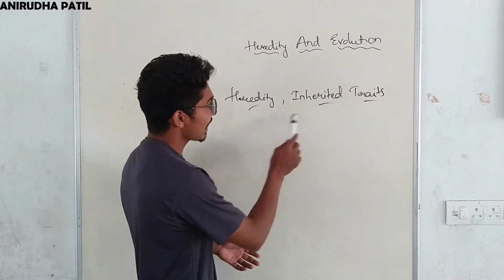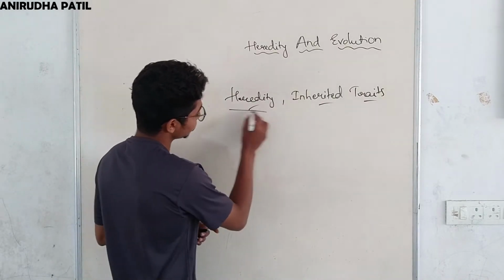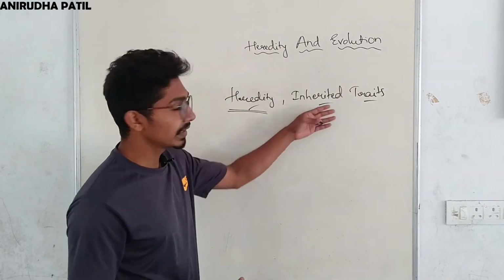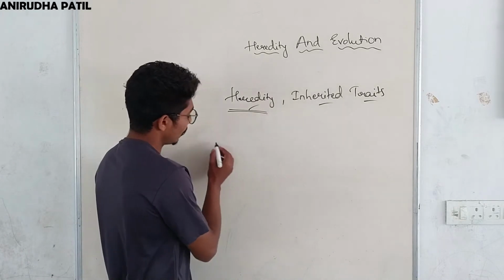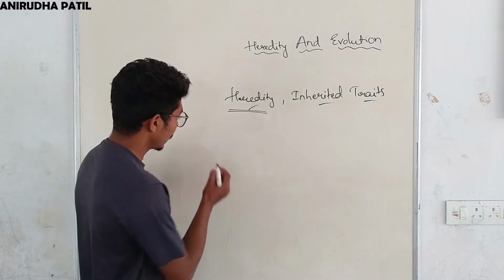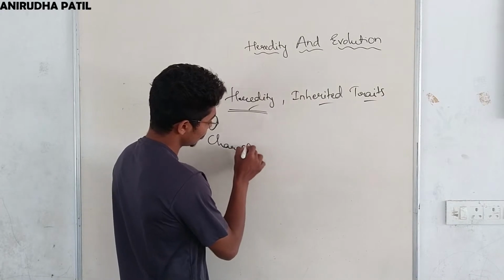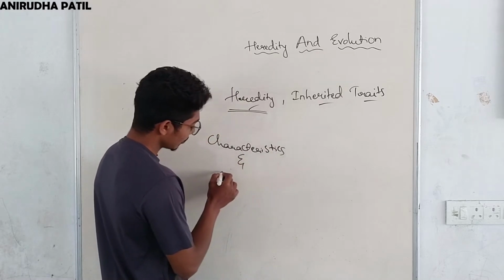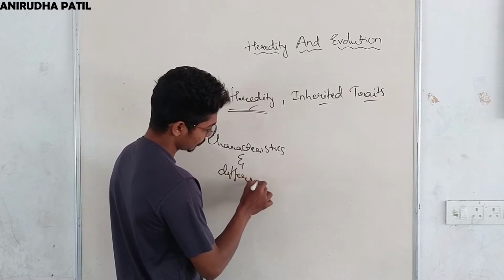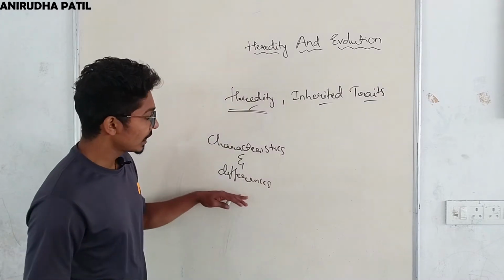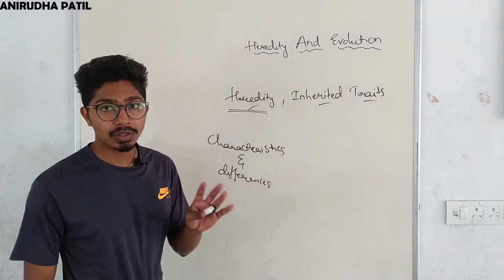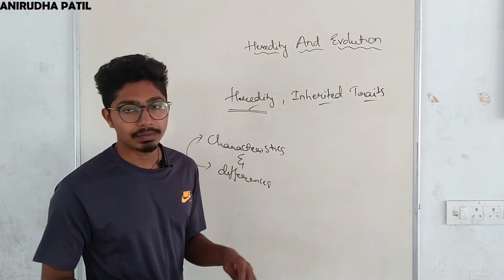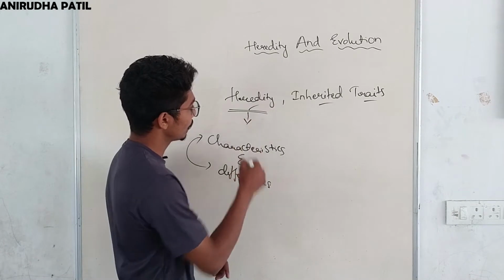The next is heredity and inherited traits. Now, the rules of heredity decide what the inherited traits should be. For example, all human beings are similar in design, but their characteristics and there are a lot of differences in them. That means the child looks somewhat similar to their parents, but not completely similar. There are differences in characteristics and also in behavior. So these are the different rules of heredity.